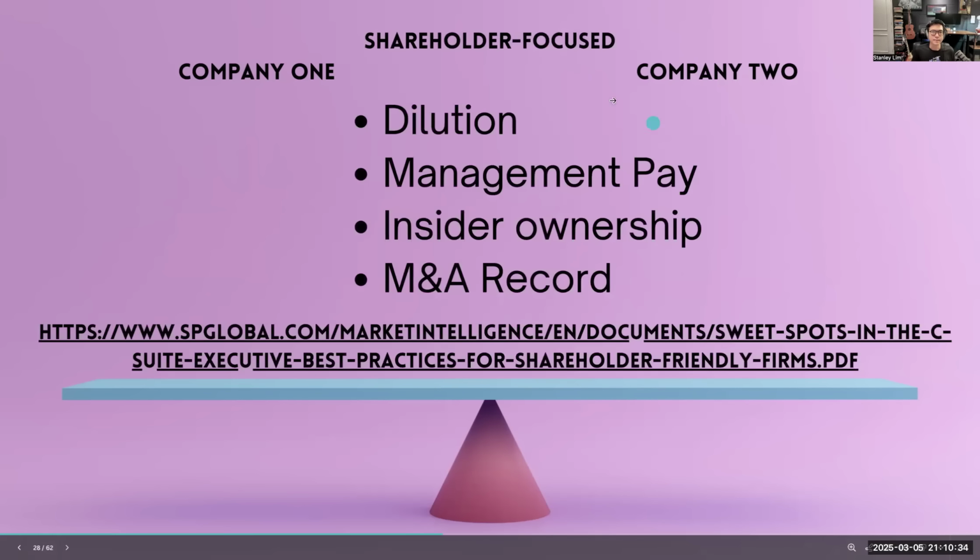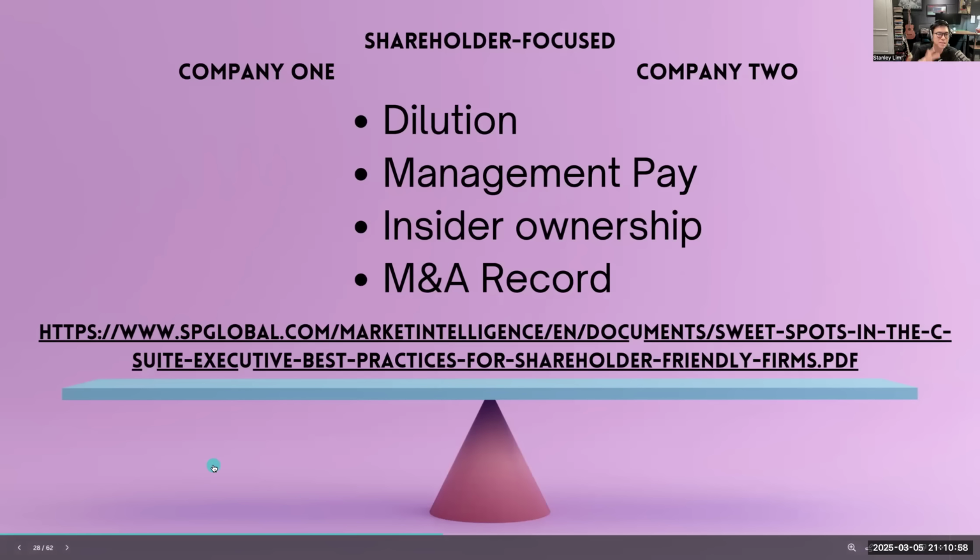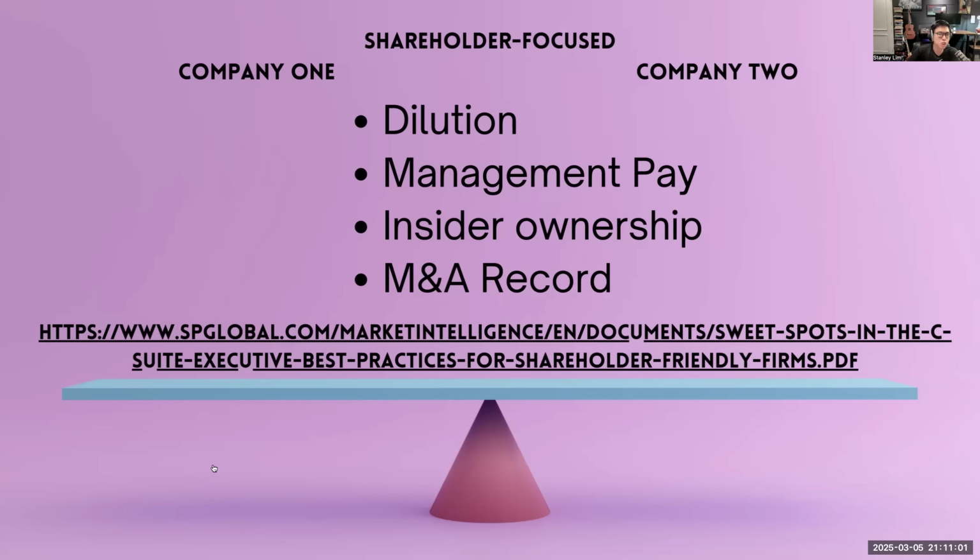Okay, and the next one we talk about is how to find companies that are shareholder focused. I'll link a link with you guys here. So for my premium club members, you can go to the website and download this PDF, and also you can take a read on this S&P Global report on what are some of the best practices of companies being shareholder friendly. But in summary, we want to look at companies that don't have a lot of dilution.